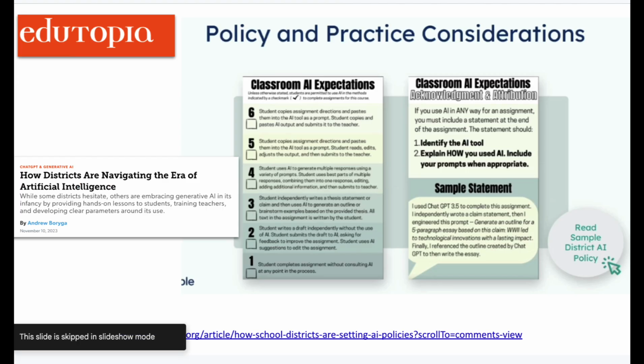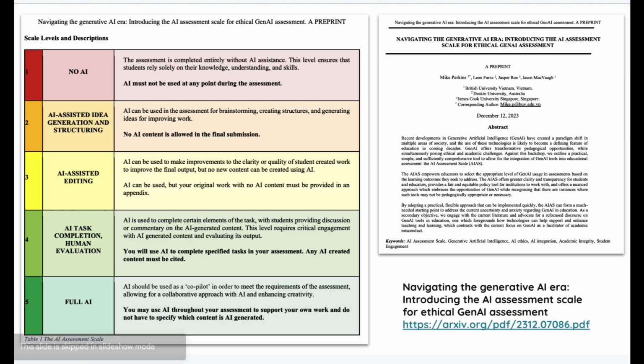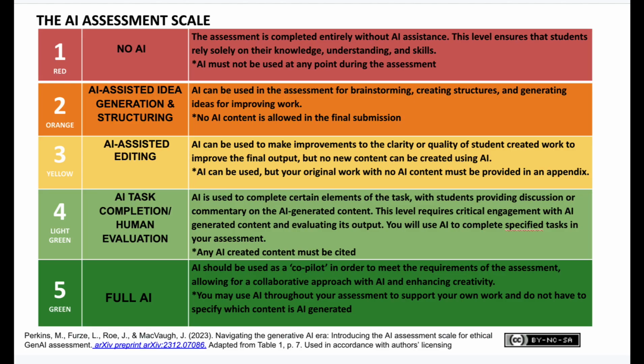And then there are a number of traffic light approaches, also spectrums. In this case, Edutopia is looking at a numerical approach. But you'll see that this is one of the first studies. Leon Furze is in this, and Michael Perkins, on navigating AI using a traffic light approach. I cleaned this up with the author's permission and presented this AI assessment scale.